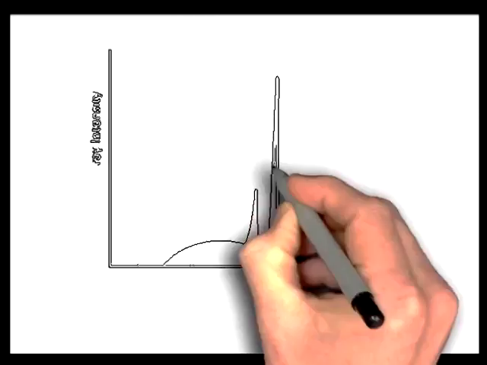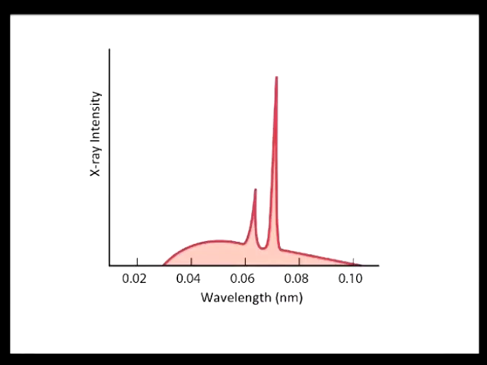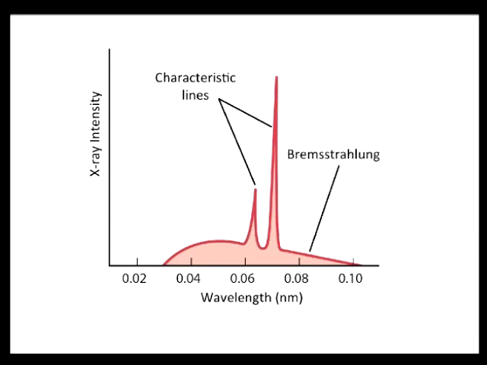Here we show a plot of the emitted X-ray intensity versus the wavelength. The plot consists of sharp peaks or lines superimposed on a broad continuous spectrum. The sharp peaks are called characteristic lines or characteristic X-rays because they are characteristic of the target material. The broad continuous spectrum is referred to as Bremsstrahlung, which is a German word for braking radiation, and is emitted when the electrons decelerate or brake upon hitting the target.